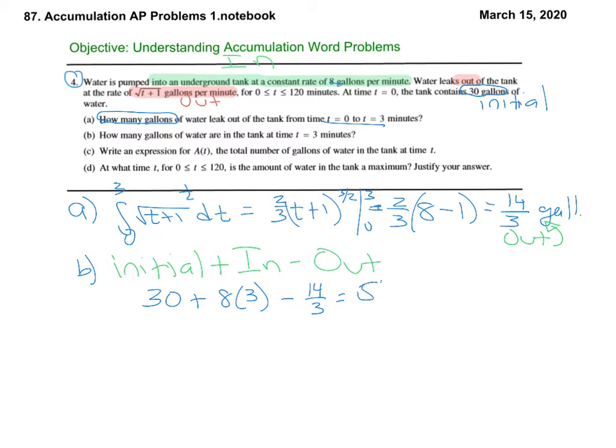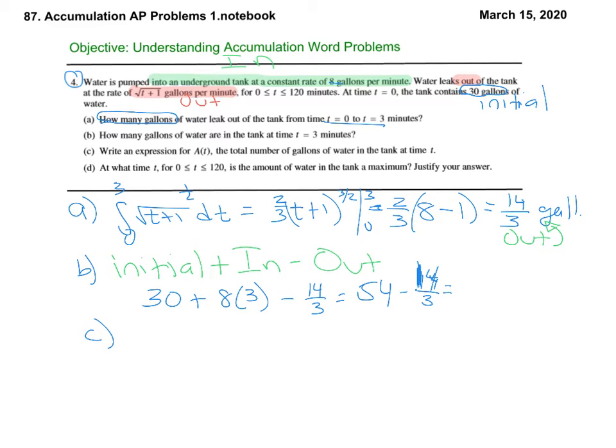So we get 54 minus 14/3. And on the AP test, you can just leave it like that. It's not a calculator problem. You don't want to mess it up accidentally. You can go through and figure out the answer. I think it's 48, 49, 48/3 or something like that. I can't remember.